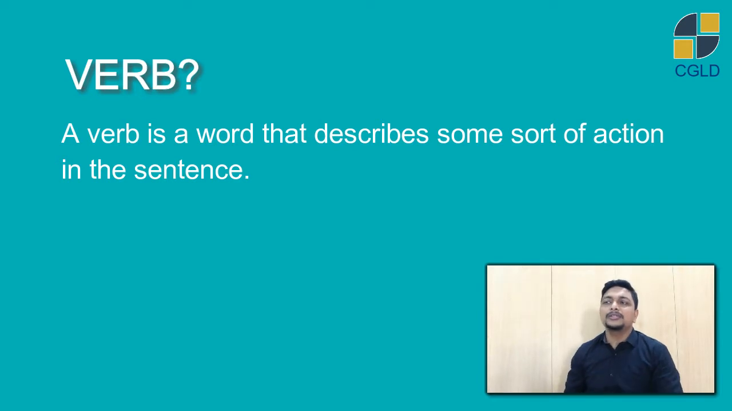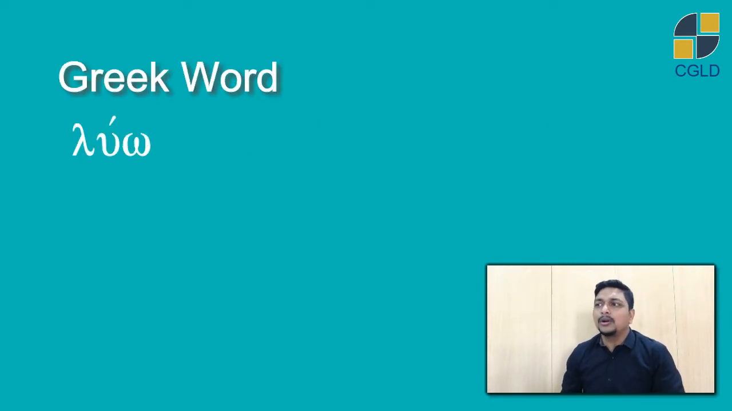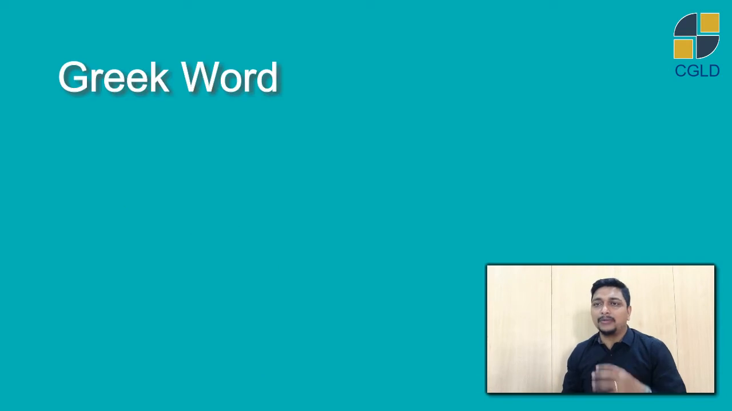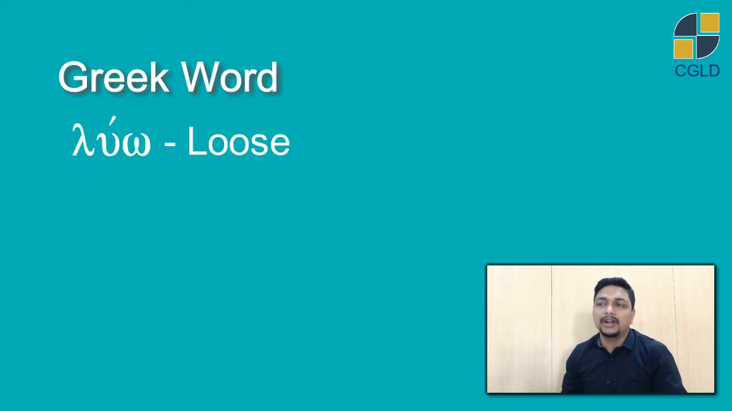We will be using the Greek word luo, which means loose. Now, this is not loose which means losing a battle, but this is the word loose meaning untying something. So we're going to use this word luo for our context when we are talking about the verb. Luo means loose for our verb context.